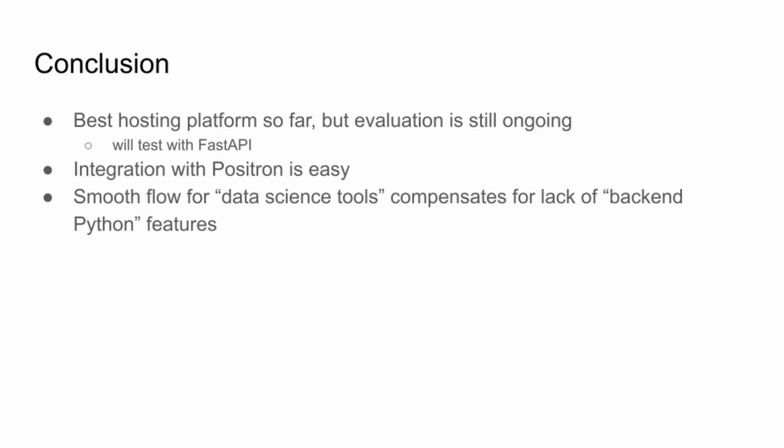My conclusion on Posit Connect Cloud is that for the purpose I'm looking for, which is data science, it's the best hosting platform that I've evaluated so far, although the tests are still ongoing. I'm just going to test it with FastAPI, which is not designed for. I believe their target audience is just data science use. The integration with Positron is very easy, and it's a very smooth flow with the data science tools. And this compensates for the lack of backend Python features.